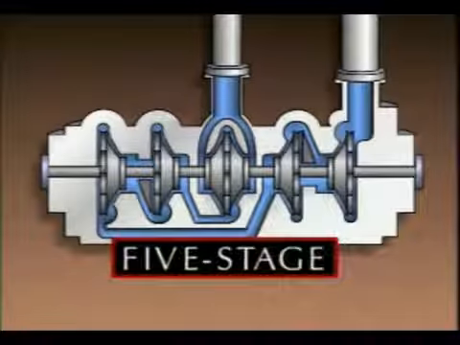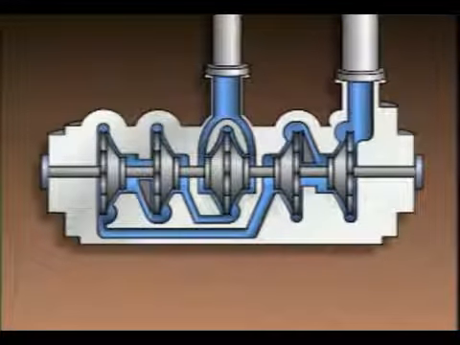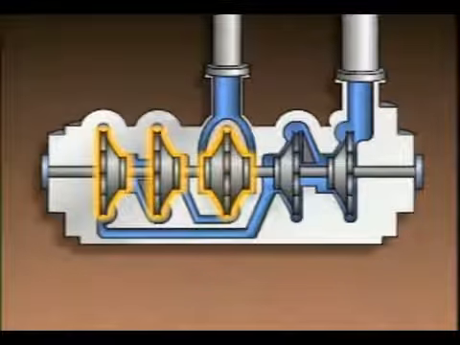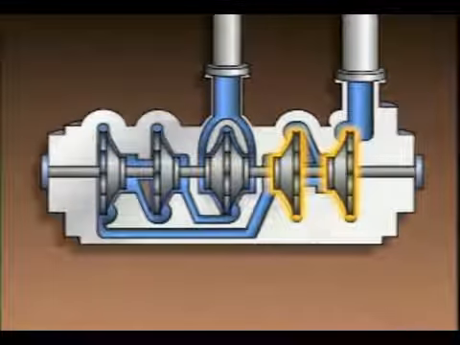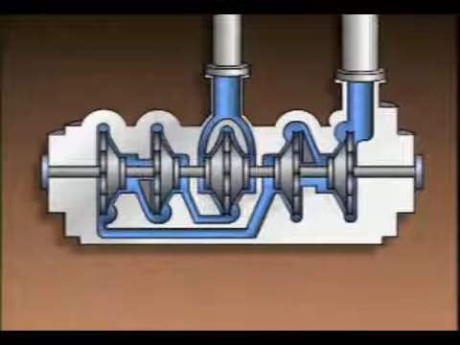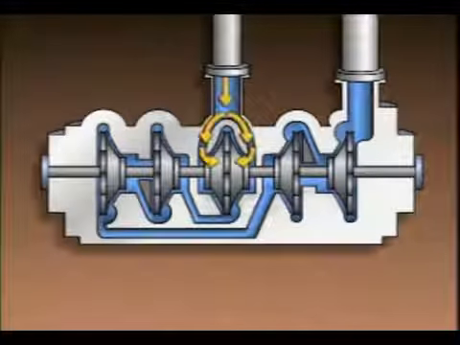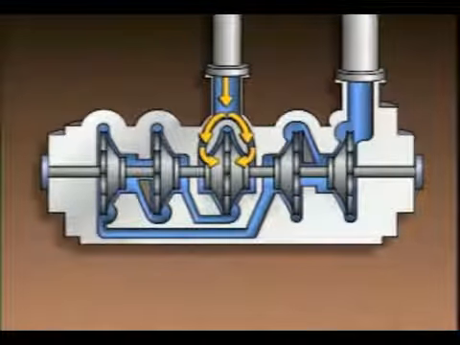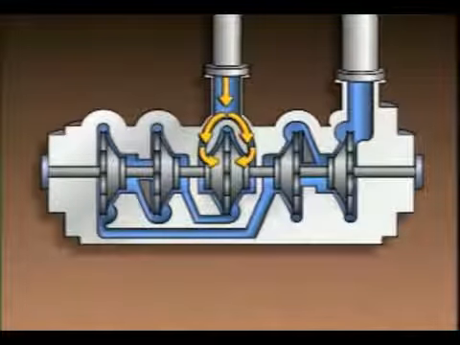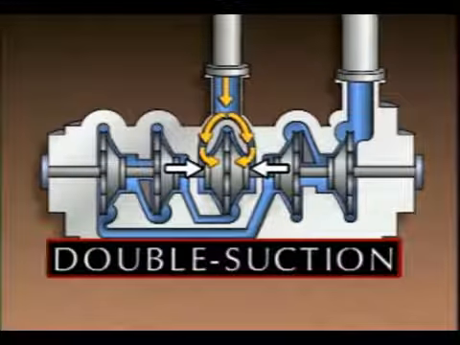This is a five-stage pump. It has 5 impellers and 5 volutes. The first 3 stages are located here, and the 4th and 5th stages are located here. But as you can see, the liquid's flow path is different from that of the 3-stage pump we just saw. In this pump, liquid enters through the suction and flows into the impeller of the first stage. This impeller has a suction eye on both sides and is often called a double suction impeller.